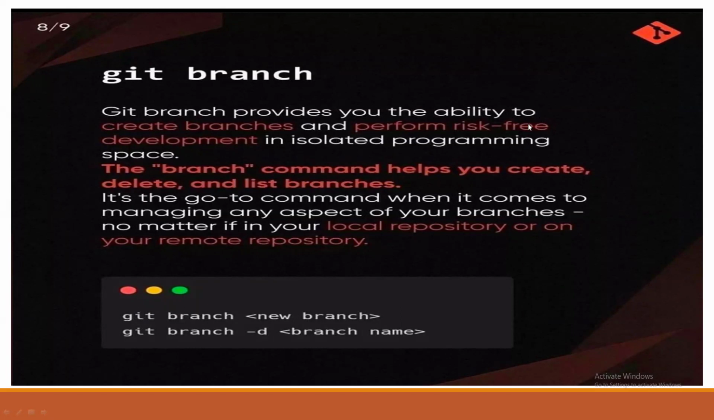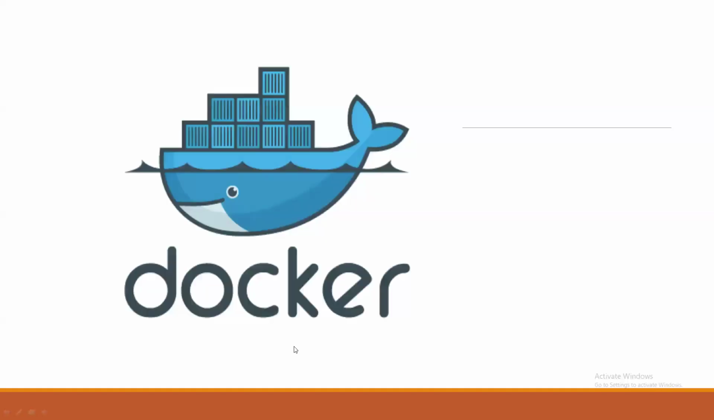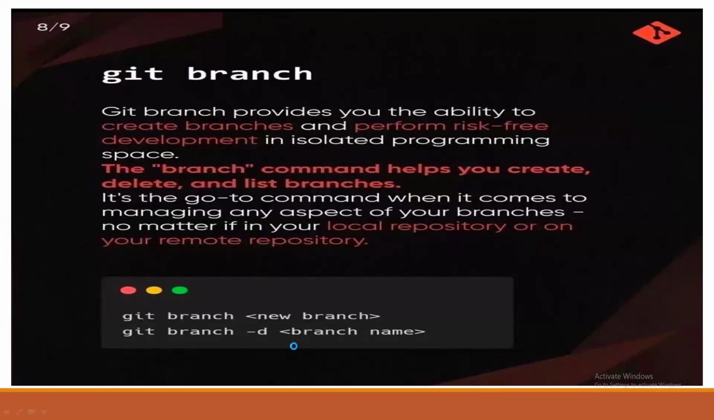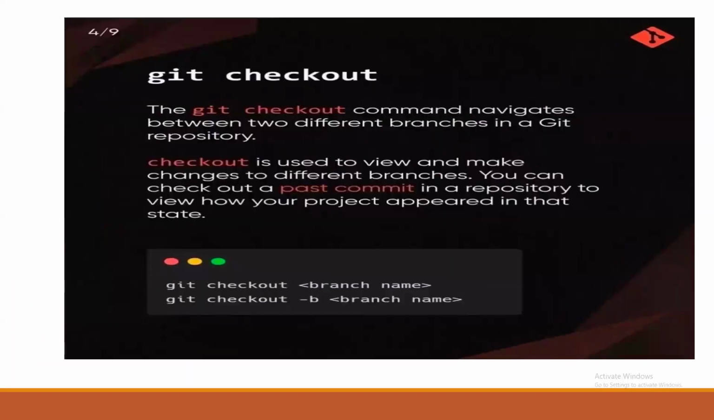Git branch provides you the ability to create a branch and perform risk-free development in an isolated programming space. The branch command helps you to create, delete, and list branches. It's the go-to command when it comes to managing any aspect of your branches, no matter if it's your local repository or your remote repository. Git branch name, git branch -d branch name.